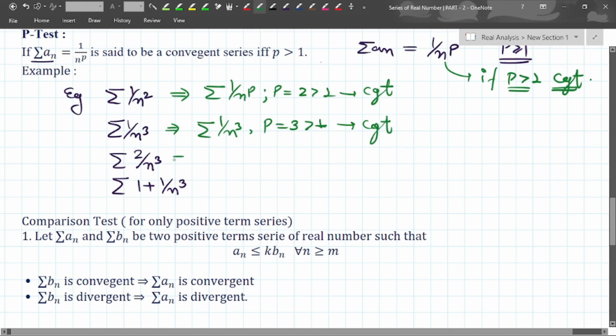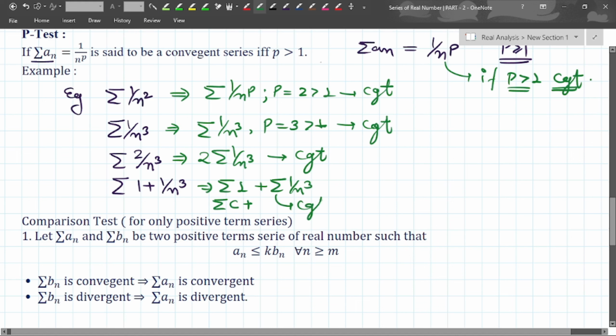So I can directly write that 2 times summation 1 by n cube is convergent. Again, see this: summation 1 plus summation 1 upon n cube. Here the first is the summation of a constant. The second series is convergent, but the first is constant. Now what is the sum? What is the meaning of 1 plus 1 plus 1? It is going to be infinity, because it starts from 1 to infinity. So this constant series is always divergent.